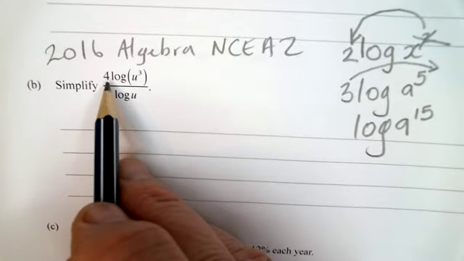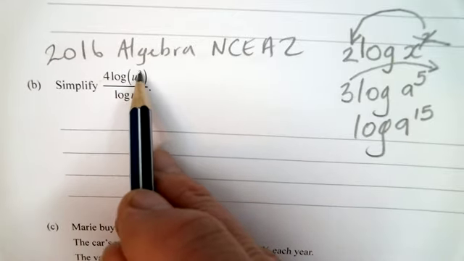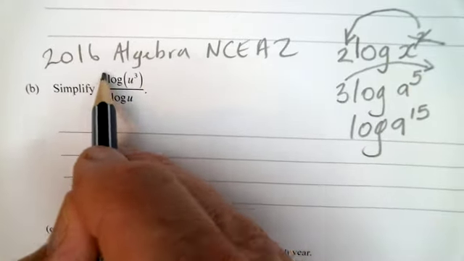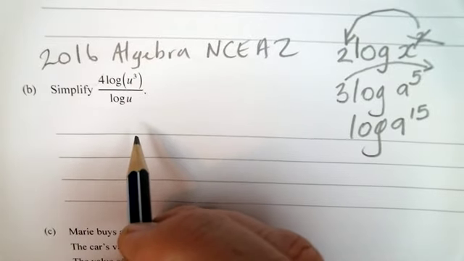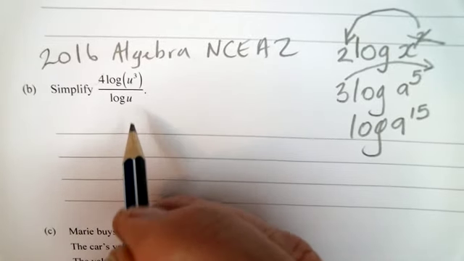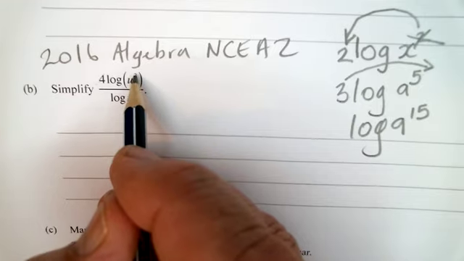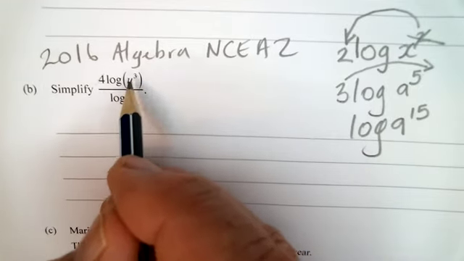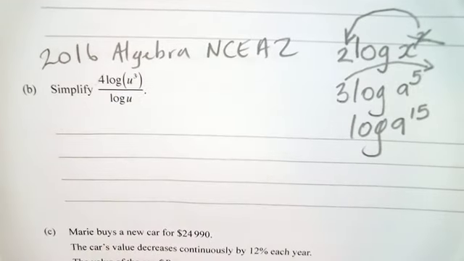So let's imagine I've got a 4 here and I've got a 3 here. Well, I can just simply take the 4 away and multiply it by the 3. Or I could take the 3 and I could multiply it by the 4, and so I'm just left with log u. And there's a big advantage to doing that.